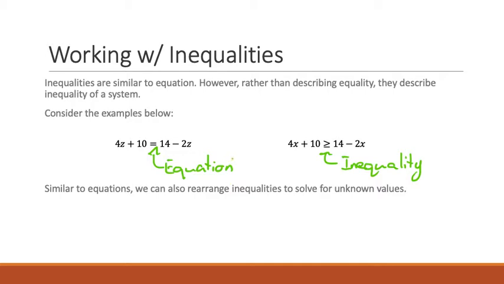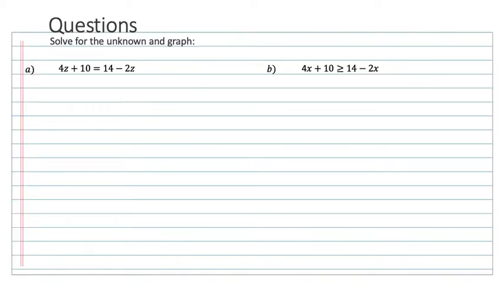Now, what else is different about these two? It's 4z plus 10, and over here it's 4x plus 10, and 14 minus 2z, and 14 minus 2x. Well, they look almost identical, except this equation has z as its variable, and this inequality has x as its variable, but aside from that, they're pretty much the same. So if I wanted to solve them, I want to rearrange it such that the variable is the subject of the equation and the inequality.